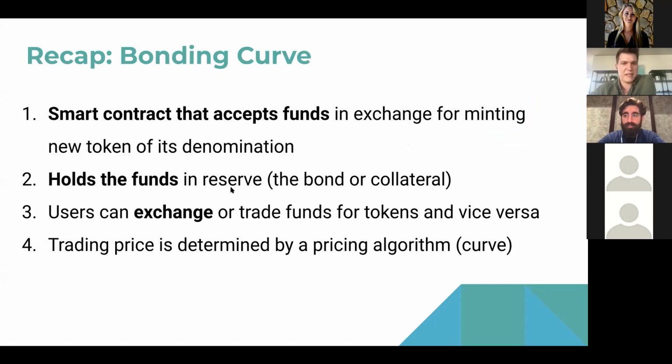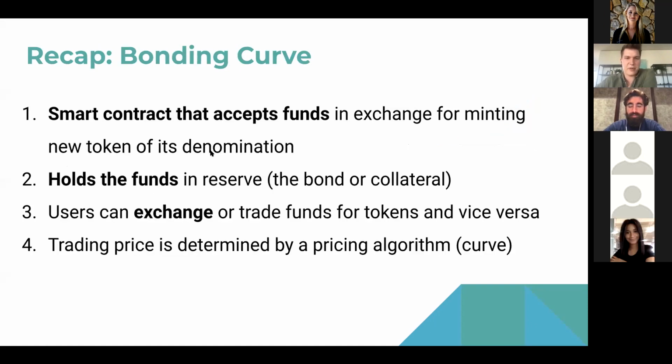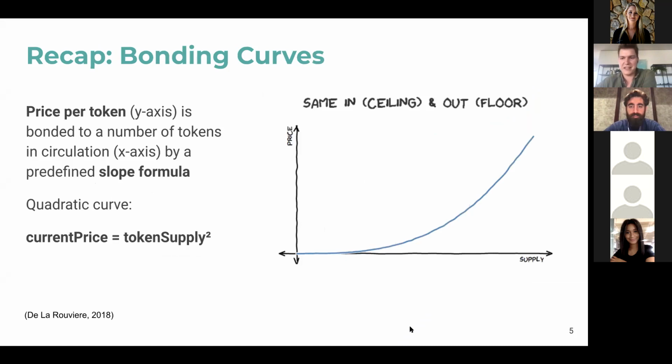I think maybe a brief recap, really, from a functional perspective. So a bonding curve is effectively a smart contract that accepts funds in exchange for minting new tokens of its denomination. It holds those funds in a reserve. That's the bond or collateral. The users can then exchange or trade funds for tokens and vice versa. And the trading price is determined by a pricing algorithm, which is the curve. Very commonly, this looks like this.